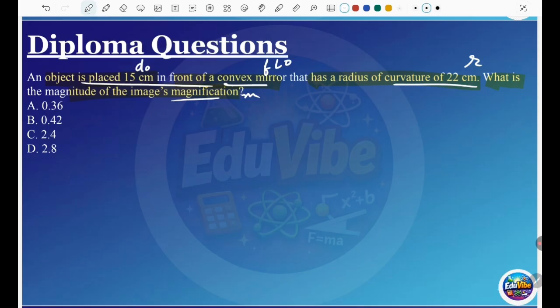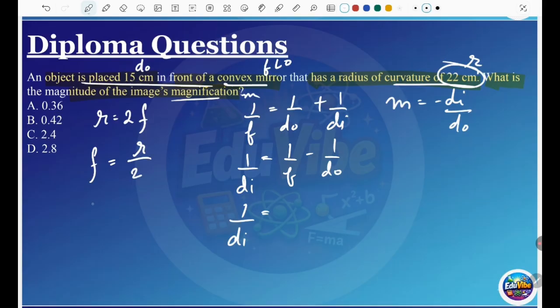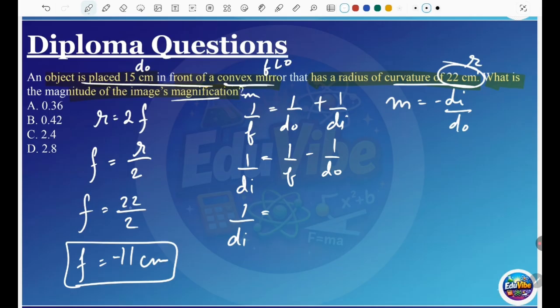For magnification, if you have DO and you also find DI, you can use this formula to find the magnification. But our main focus now is to find DI, which can be found from the mirror formula: 1 upon DI is 1 upon F minus 1 upon DO. But you don't have F. You find F from the radius of curvature. You know the radius of curvature is 2 times the focal length, which means the focal length is equal to the radius of curvature divided by 2. So 22 divided by 2, you will get 11 centimeters, which should be negative because this is a convex mirror.